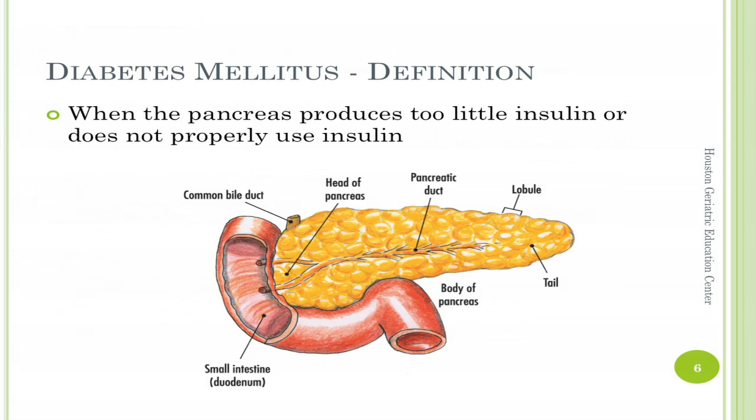Okay, so we will start with a diagram of the pancreas, which is the control center for the root causes of diabetes. So diabetes occurs when the pancreas produces too little insulin, and that would be diabetes type 1. Or when the body does not properly use the insulin that is secreted by the pancreas, and that would be diabetes type 2. So the part of the diagram that is the pancreas is the yellow portion, and it's right there next to the small intestine in your abdomen.